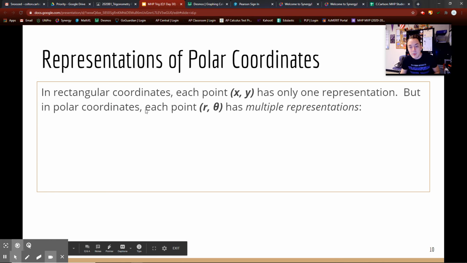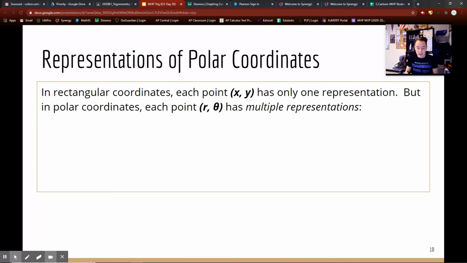Okay, so representations. Now this is the hardest part of this lesson, this little section right here, the representation. So pay very close attention. In rectangular coordinates, each point x, y only has one representation, meaning 2, negative 1 is the only spot where it gets 2, negative 1. There's no other point that can give me the point 2, negative 1. So the point 2, negative 1 is unique to its position.